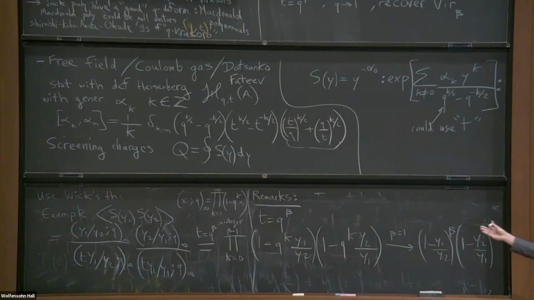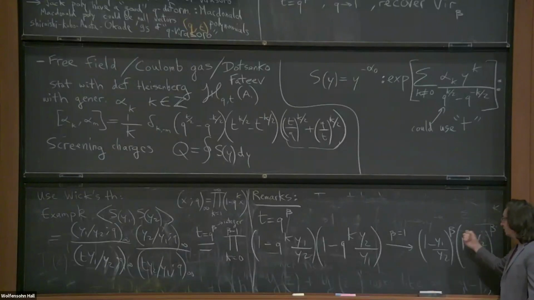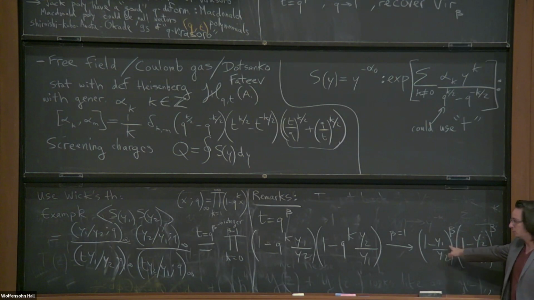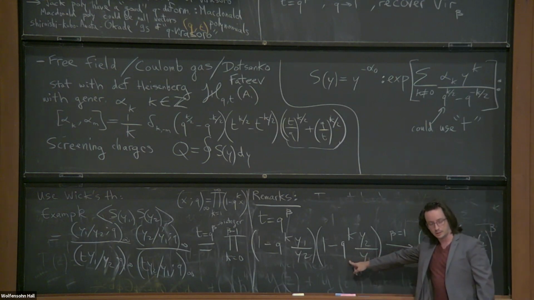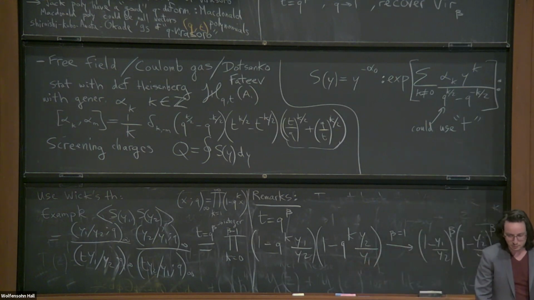I'm looking at 2 points of screenings. This is what gives the Vandermonde in free field formalism. If you further take beta equals 1, you literally end up with the Vandermonde for unitary matrix models. That's why this is related to Schur polynomials. This is related to Jack polynomials. This is related to Macdonald polynomials.